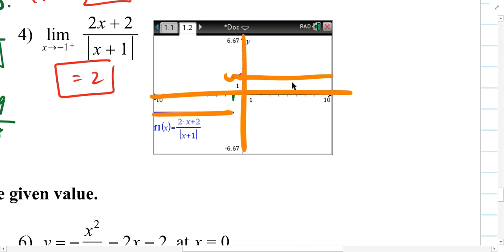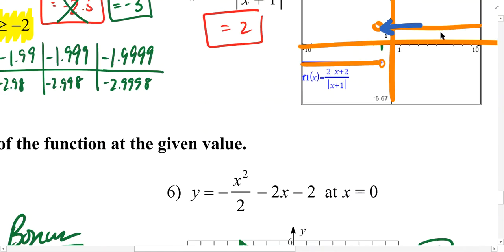Now, technically there are open circles there. The second one should not be closed, and that would be a bit more accurate. But when it comes to the limit as we're approaching from the right-hand side, it doesn't matter whether that's an open or a closed circle.